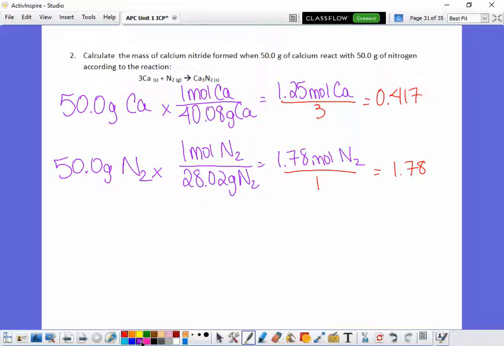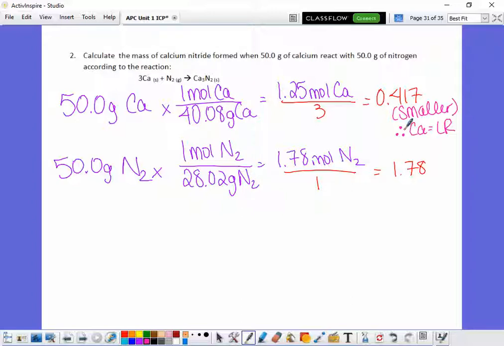All right, whichever one gives the smaller answer, that was your limiting reactant. So which one's smaller? Calcium. Yep, calcium. 0.417 is smaller than 1.78. So therefore, calcium is my limiting reactant. Just to review, 3 dots in a triangular formation means therefore. You've probably seen that in geometry proofs. I use that shorthand a lot. Okay? So, calcium is our limiting reactant.